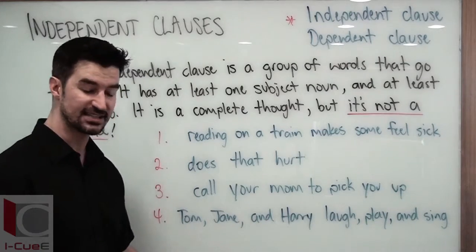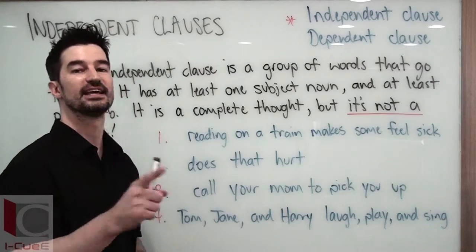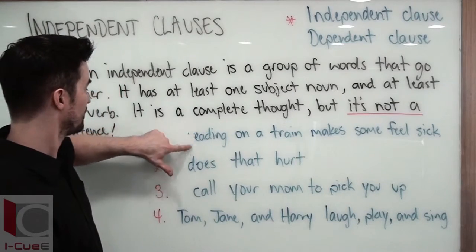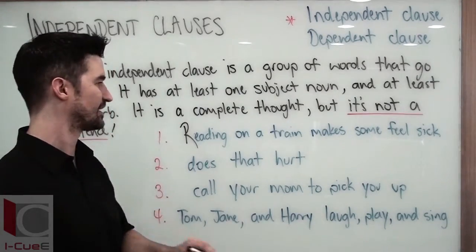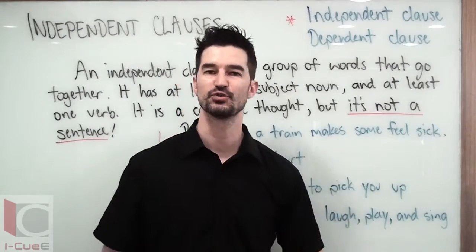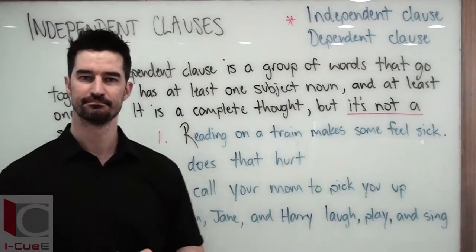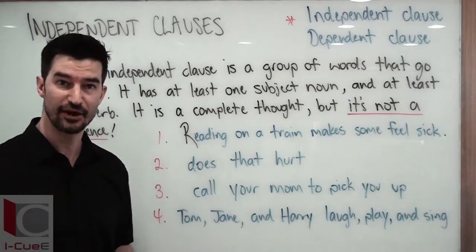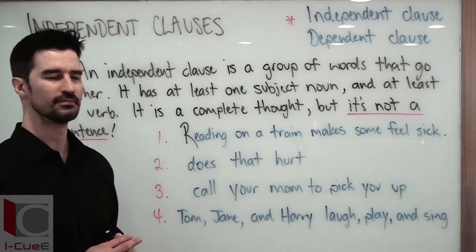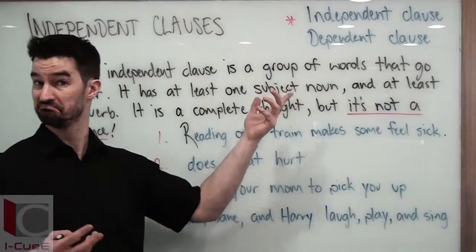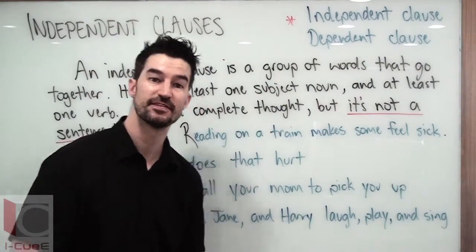You should know that independent clauses are not sentences, but they can become sentences really easily. How? By taking the first letter and making it a capital letter, and then putting some kind of punctuation mark at the end. Does that hurt? 3 words. They go together. What's the problem with these 3 words? Well, is there a subject now? What's the verb? Maybe you can figure it out.